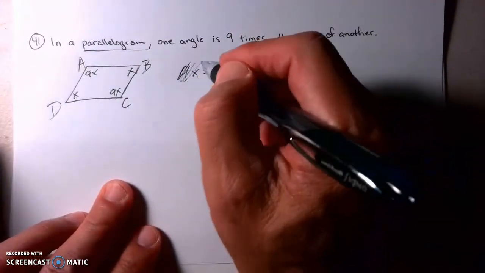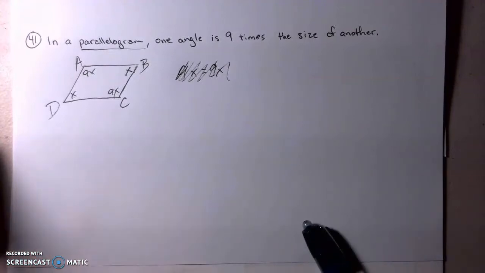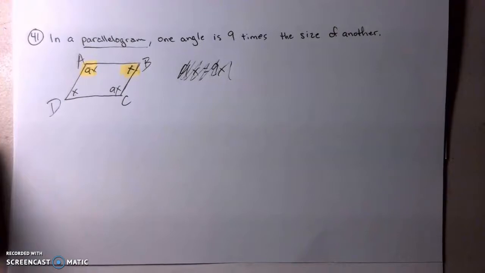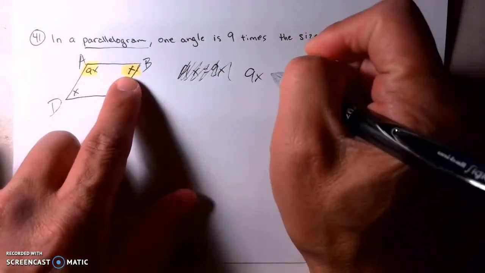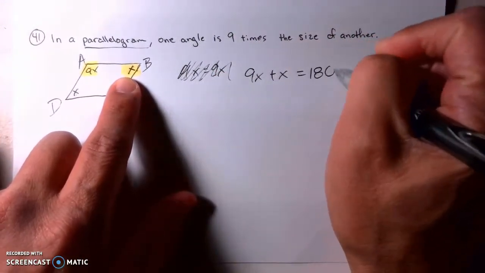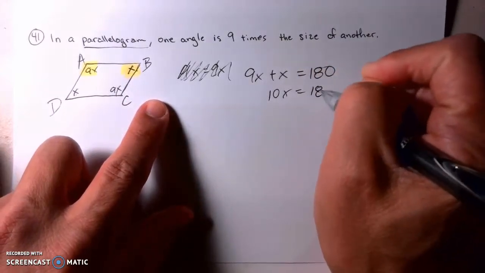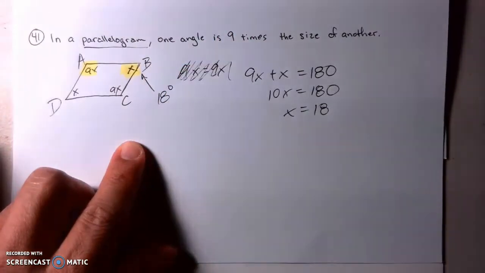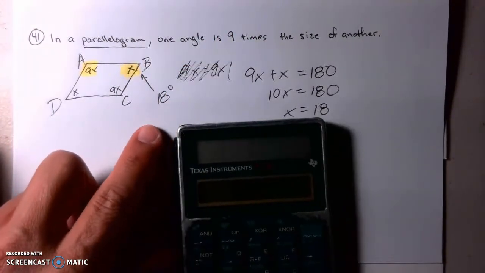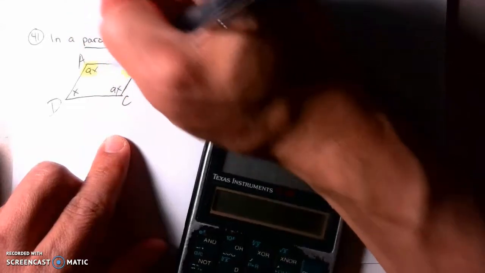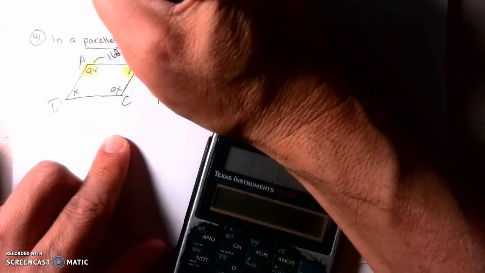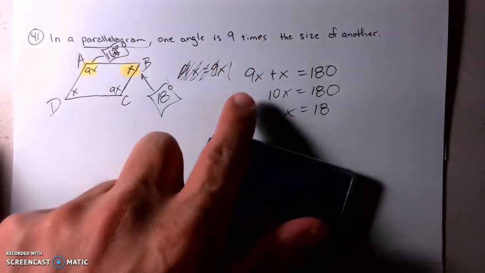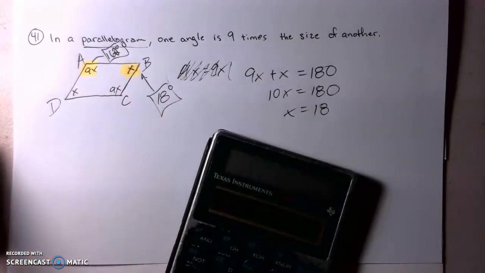But what we can do in a parallelogram is use consecutive angles. This angle A here and this angle B are not equal, but they are supplementary. That's what we're going to do. We're going to say 9x plus the other angle x is equal to 180. This is 10x. It looks like one angle is 18 degrees, and the other is 18 times 9, and that would be 162 degrees. Those are the two different angles there. You've got to realize it starts as a word problem, but if you draw the picture, you can come up with an equation from that word problem.